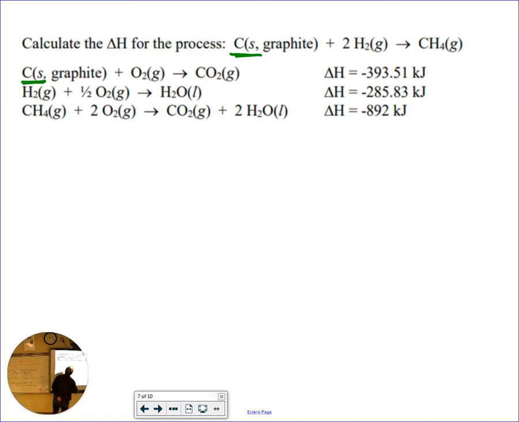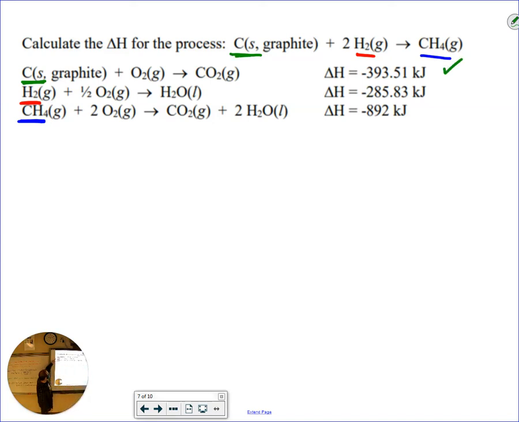Cool. Do you see H2 anywhere? I see it on the second one. Cool. How about CH4? On the third one. Cool. So let's look at each one of these. Let's start with our carbon, our graphite. Is it on the correct side of the equation? Yes. Do I have enough? Yes. So do I do anything to this first one? Nope. That one's good.